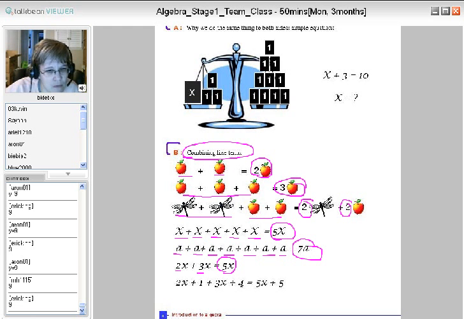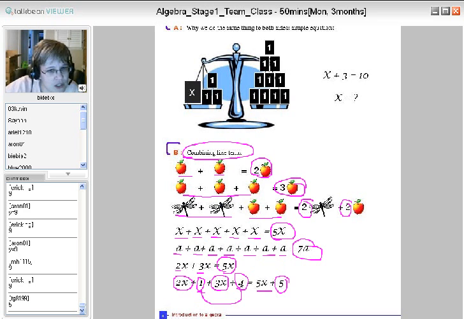And then if you have different terms, you're going to add all the like terms. So we have a 2X, and we have a 3X, which gives us 5X. And we have a 1 and a 4, which gives us 5.